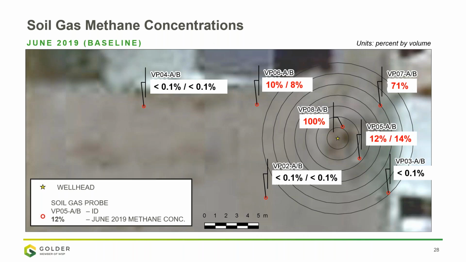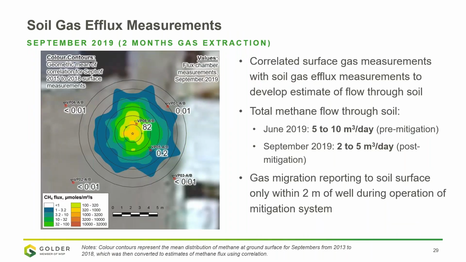So just to refresh memories, we had up to 71% out at a few meters away. And then that was reduced down to minimal concentrations during operation of the soil gas extraction system. And then in terms of the efflux on the next slide, we did another round of soil gas efflux measurements, repeated the same points as we had previously. And so this time the soil gas extraction system was operating. And the soil gas efflux measurements were much lower than they were before the soil gas extraction system began operating.